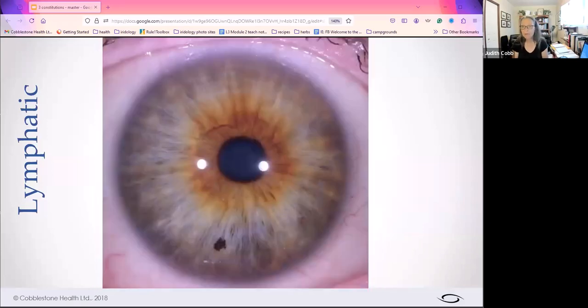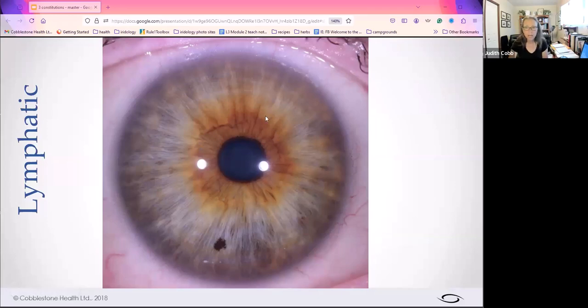Here we have another lymphatic eye, quite different from the one we just saw. Do you agree? Quite different. It's not that bright blue. So what we've got here is a lot of this sort of gunmetal gray blue, right? This gray blue. We've got lots of oranges and browns in this eye as well, and yellows. And that's okay. We've still got that blue, even though it's a gray blue, and we can still see fiber. So this is still a lymphatic eye.